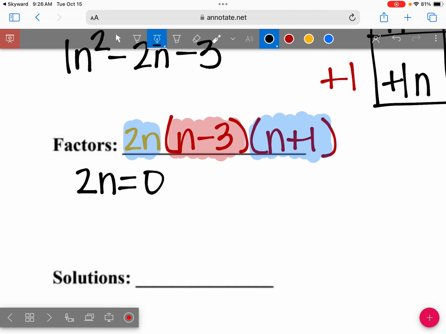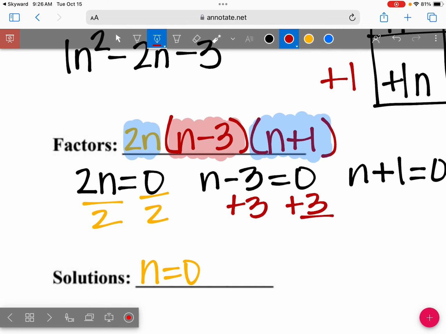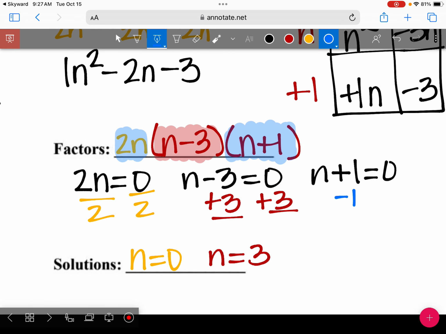So 2n equals 0. N -3 equals 0. N + 1 equals 0. So I'm going to divide by 2. 0 divided by 2 is 0. And then I'm going to add the 3. N equals 3. And then lastly, I'm going to subtract 1. N equals -1.